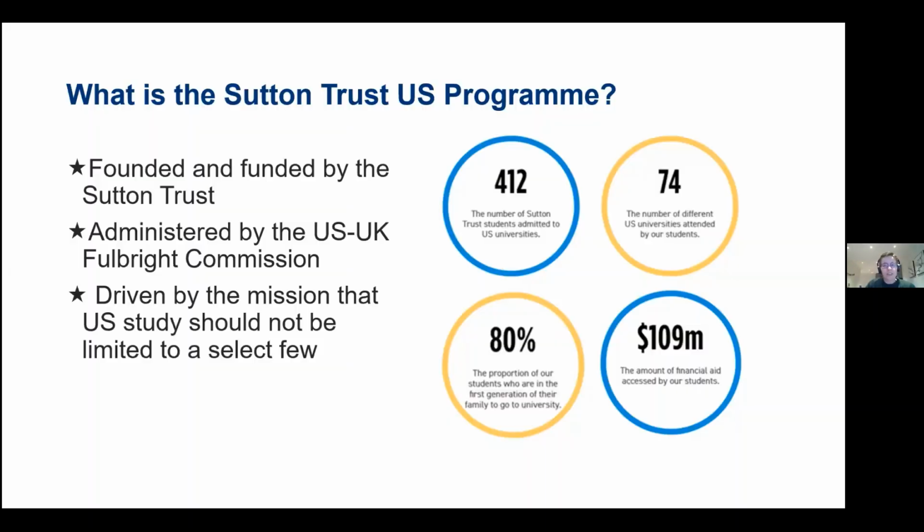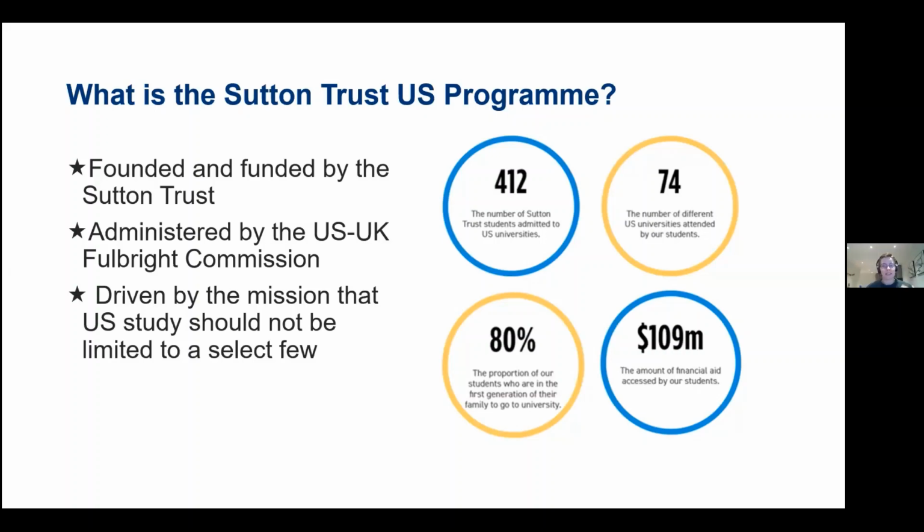with just an overview of what is the Sutton Trust. So the Sutton Trust US program was founded and funded by the Sutton Trust. The applications that we are currently holding are going to be for our 10th cohort. So we've been around for quite a few years now, and we're very proud of the accomplishments of all of our students. So you can see we've helped more than 400 Sutton Trust students get admitted to US universities. They attend more than 70 different institutions across the United States.